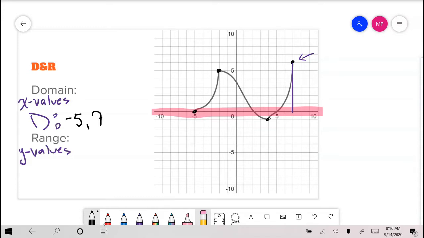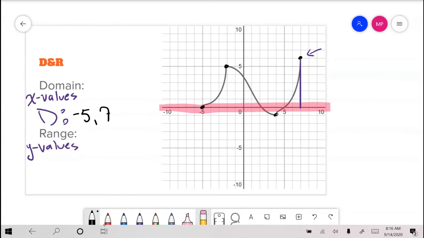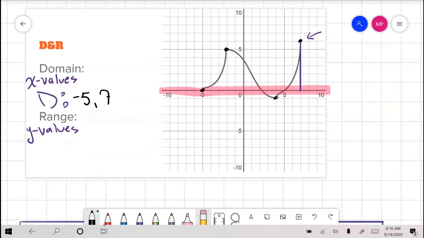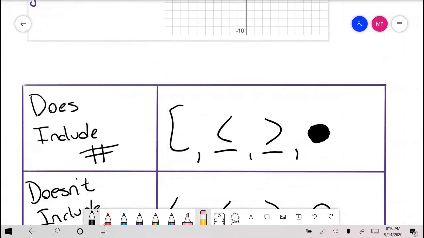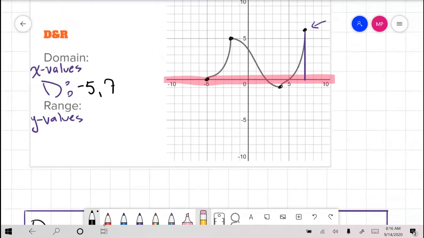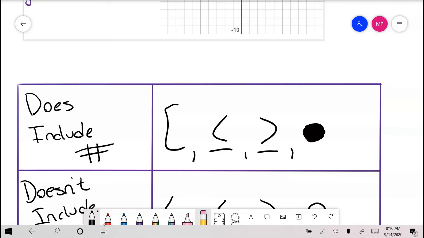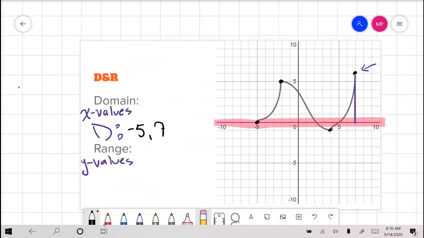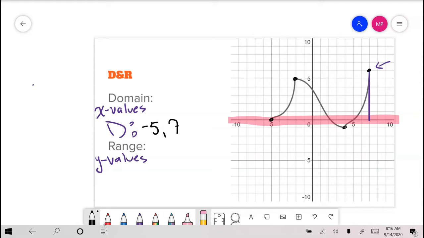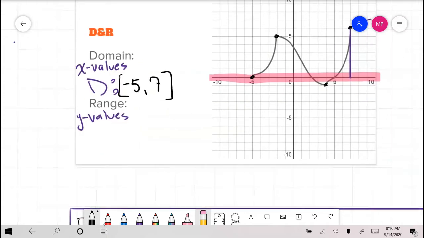Now, whether or not we use the brackets or the parentheses, we're going to check our table. If you remember from last video, we had that table where it says, does it include the number or does it not include the number? Since we're using, if we look back, we have these filled dots, so the solid dots. And if we have a solid dot, we're going to be using the bracket. Since the solid dot is on both sides, both at -5 and at 7, we're going to use the bracket for both. So now we're going to talk about the range.